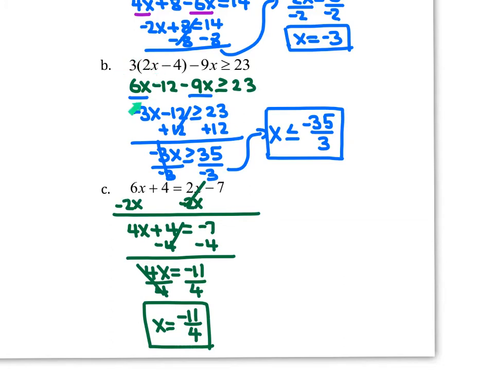Okay, and this one, distribute the 3 and combine like terms. Finish solving, but when we get to this part, if we're dividing by a negative, the inequality needs to change directions.